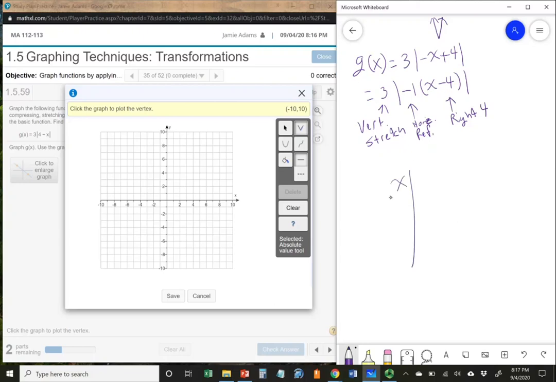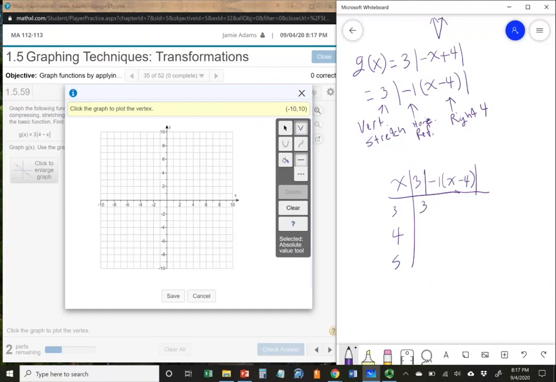The way we're going to pick these values is, since we shifted right 4, the x value that we want to pick at the center is going to be 4. Then we're going to pick a value to the left and a value to the right. And so how about we pick 3 and 5? Then I'm going to plug them into the function. That is 3 times negative 1 times x minus 4. And that's going to give me 3 minus 4 is negative 1. Negative 1 times negative 1 is positive 1. Positive 1 absolute value is 1. 1 times 3 is 3.